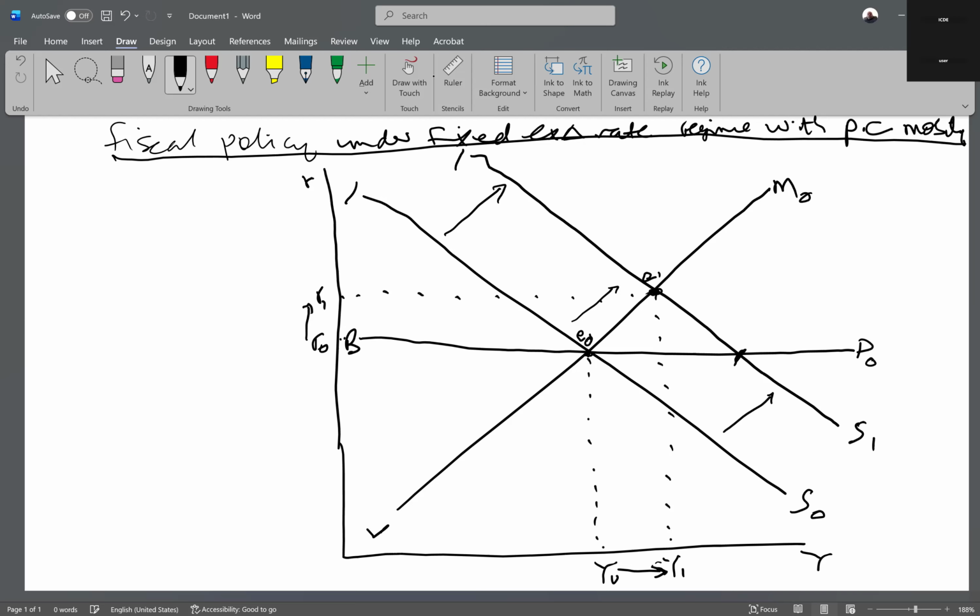So you say the LM curve now shifts to, say, LM1. That's the increase in money supply. So the interest rate would have fallen back to R0, but income would have increased further from Y1 to Y2. Is it clear?